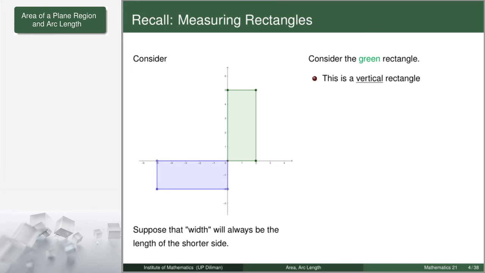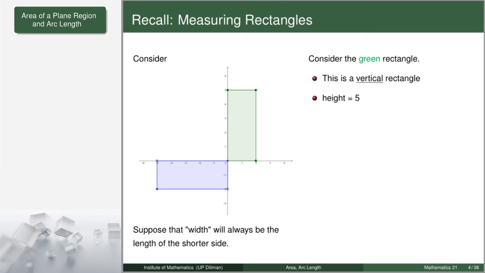Now we will call this rectangle a vertical rectangle because of its orientation. To get its area, let's first find its height. Now the height can be obtained in two ways. First one is by counting. I have a 0 here, and then I have a 1, 2, 3, 4, 5. Clearly, the height will be equal to 5.